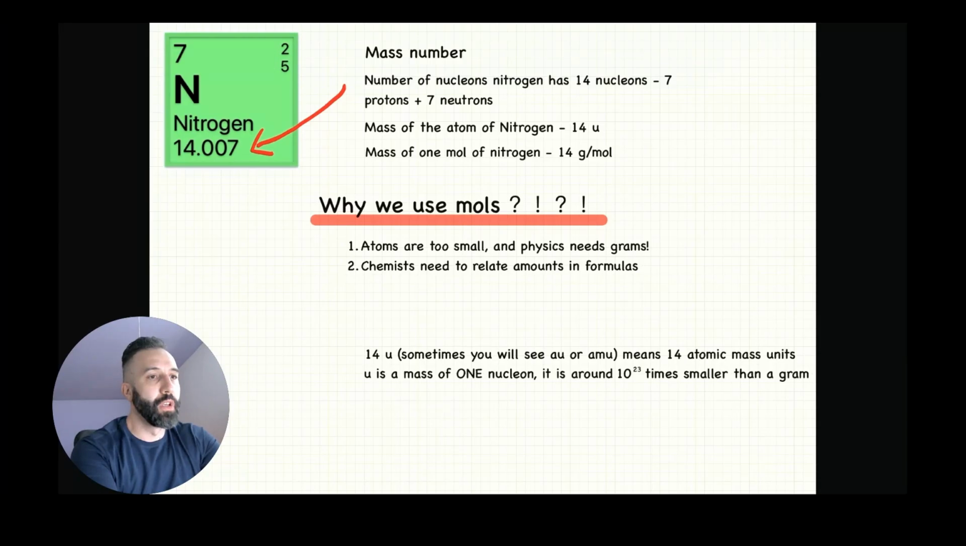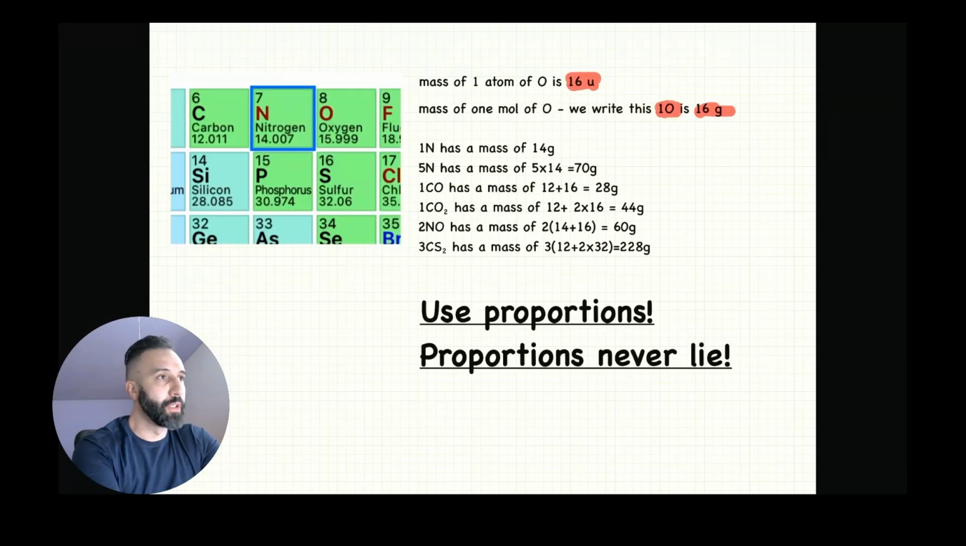Also, it's important to know that when you're getting these questions, you might get different wordings, such as this. The mass of one atom of oxygen is 16 atomic mass units, not 16 grams, it's one atom. But the mass of 1 mole of oxygen is 16 grams.